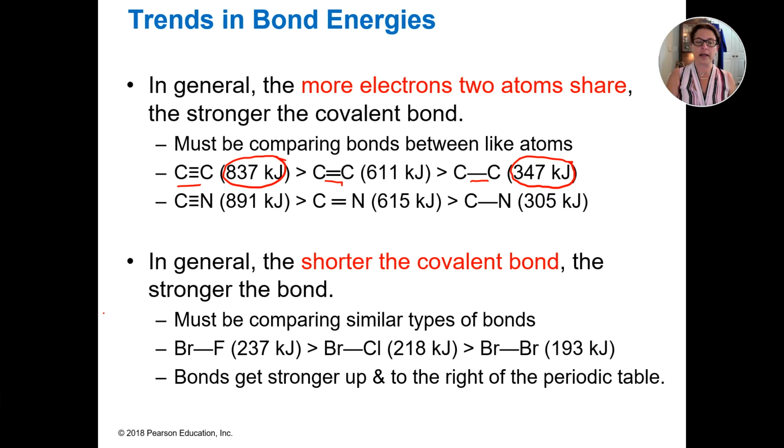Bond strength increases as you go up and to the right of the periodic table. So if I'm comparing Br-F with Br-Cl and Br-Br, we can see that fluorine is much higher on the periodic table than bromine, and therefore there's going to be a much smaller or shorter bond length. Okay, and you can see that it takes much more energy to break a fluorine-bromine bond than it does a bromine-bromine bond.